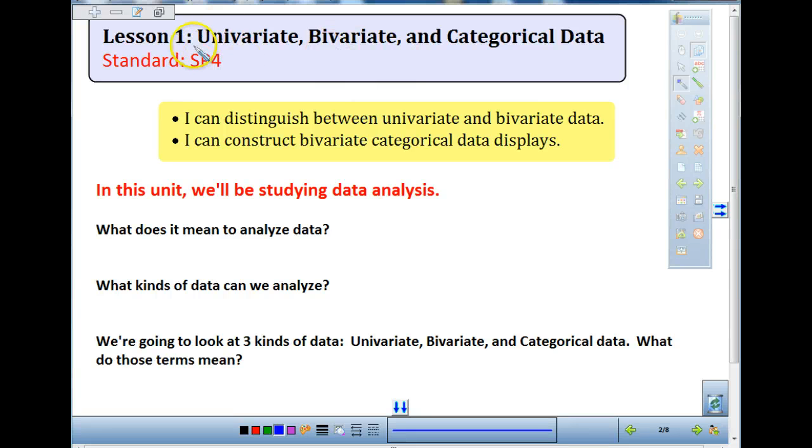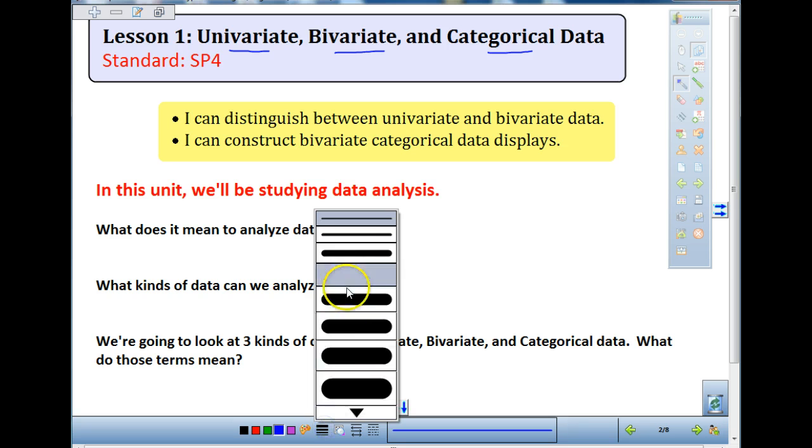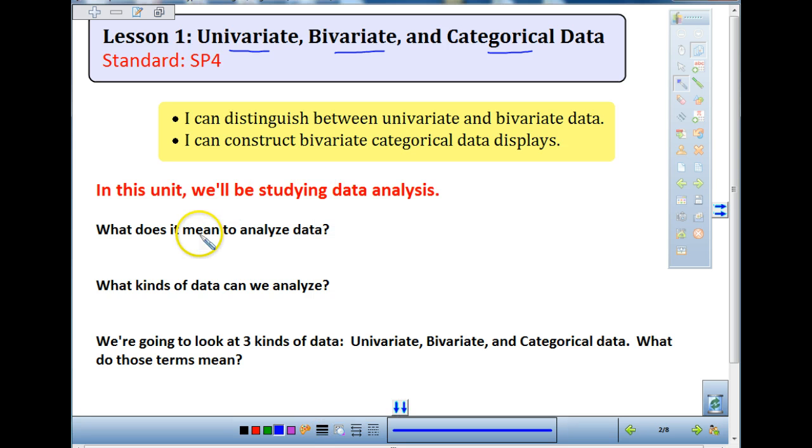As we look at lesson J1, we're going to be talking about univariate, bivariate, and categorical data. So these are going to be our three different types of data that we are going to be talking about as we study data analysis. What does it mean to analyze data?